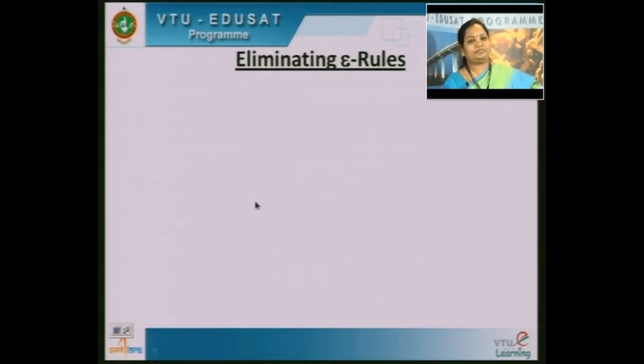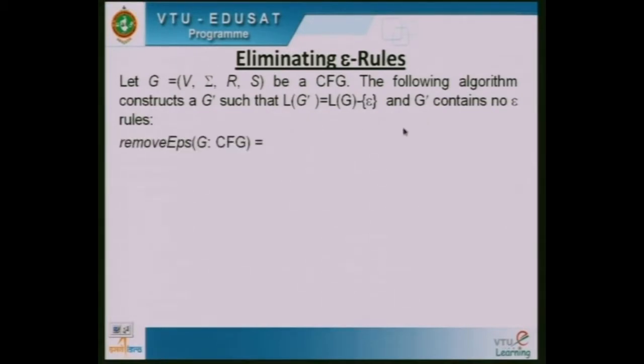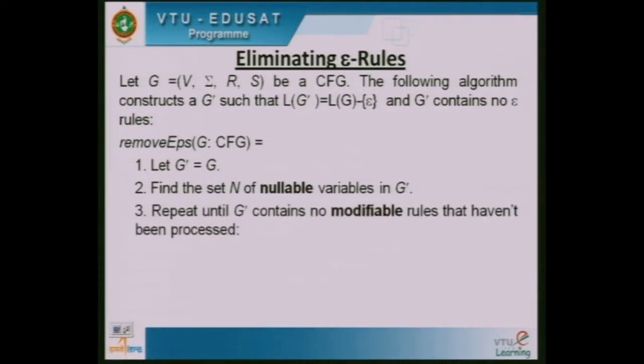Given a grammar G = (V, Σ, R, S), a CFG, the following algorithm constructs a G dash such that L of G dash equals L of G minus epsilon, that is, G dash contains no epsilon rules. The algorithm used is remove epsilon productions from the given context free grammar. Initially, all the rules written in G are considered in G dash. Then find the set n of nullable variables in G dash, then repeat until G dash contains no modifiable rules that haven't been processed.